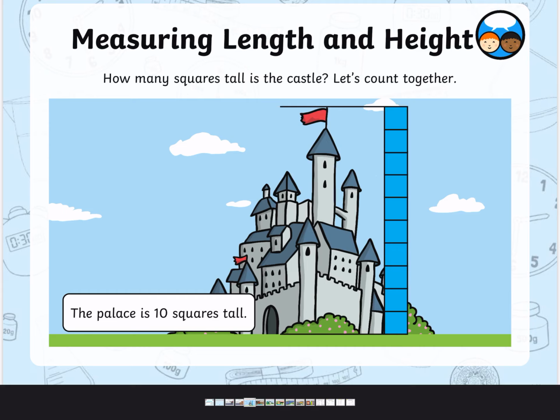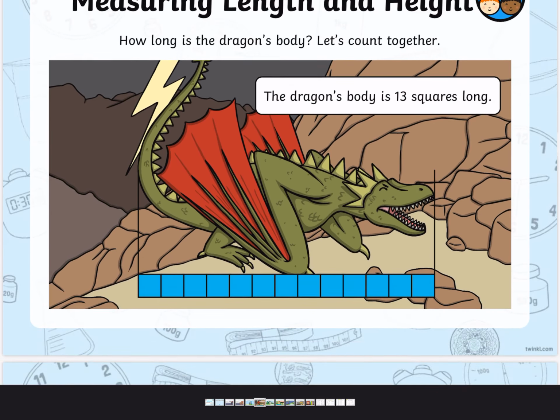Right, what we are going to do now is we are going to count how many squares, so how many squares tall is the castle. Let's count them together. Are you ready? 1, 2, 3, 4, 5, 6, 7, 8, 9, 10. So it measures from the bottom of the castle right to the top, okay? So we're seeing how tall the castle is. And this castle is 10 squares tall.